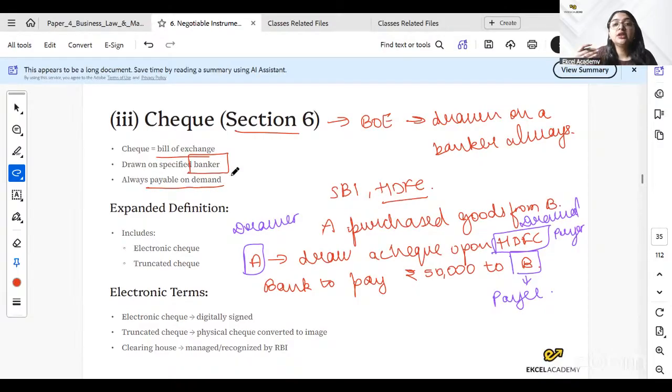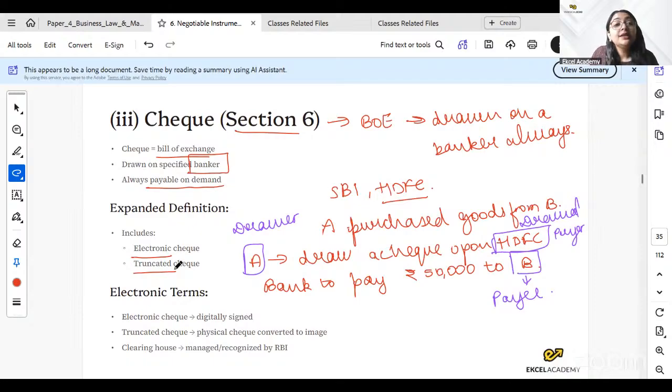It means that whenever, let's say for example, B goes and presents the check to his bank, that is the demand that B is creating. Upon that demand, HDFC Bank will transfer the amount to B's bank account. The expanded definition includes electronic check as well as truncated check. Electronic check, as the name suggests, is an online mode of check.